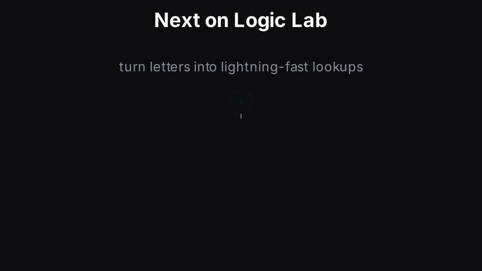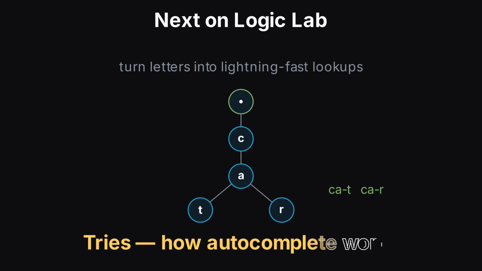We've stored lists, sorted them, and searched them. Next, a structure that turns letters into lightning-fast lookups, the secret behind autocomplete on every keyboard you own. How your keyboard predicts words, next on Logic Lab.